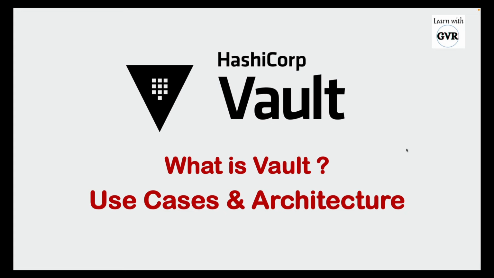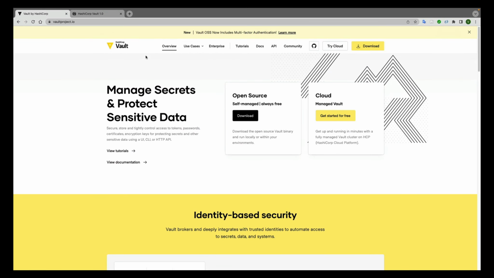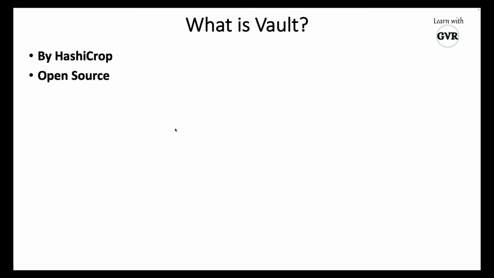In this session, we will try to understand what HashiCorp Vault is, its use cases and architecture. What is Vault? Vault is by HashiCorp. If you go to Google and search for Vault, you will end up on this page, vaultproject.io, which is by HashiCorp. HashiCorp Vault is open source and developed in Golang, which is also called Go.